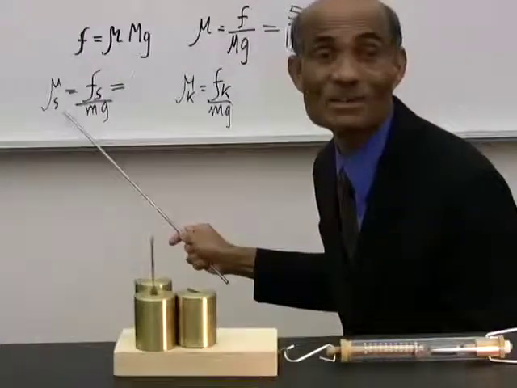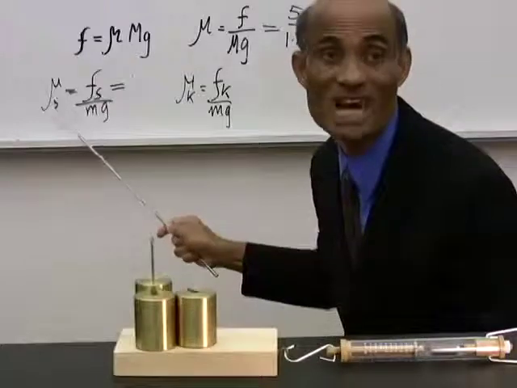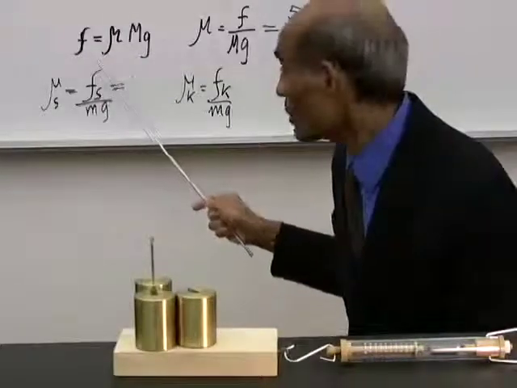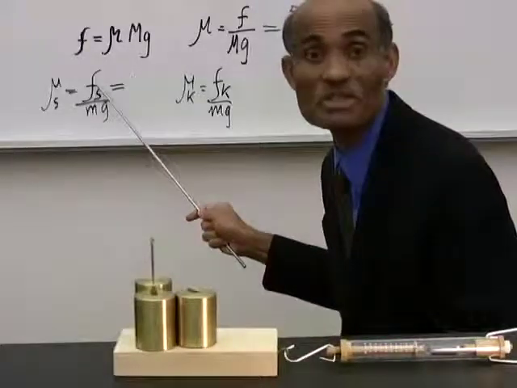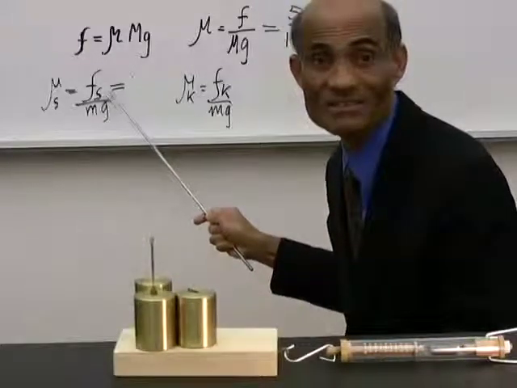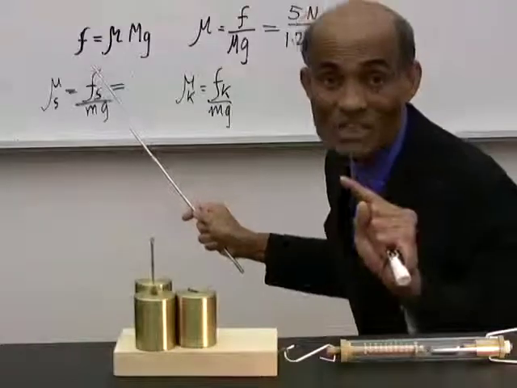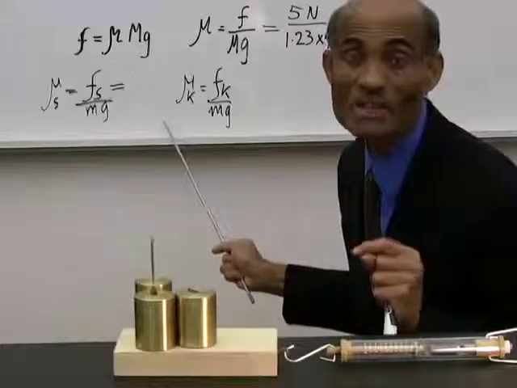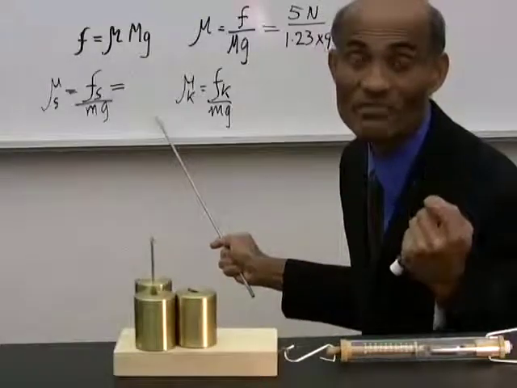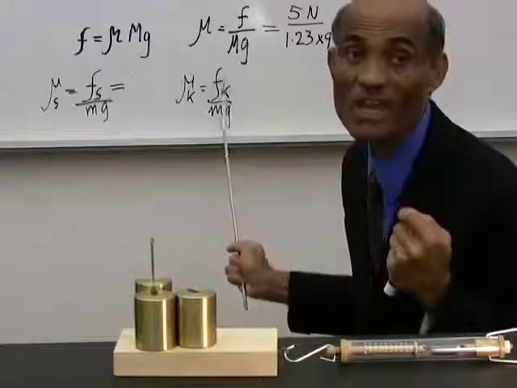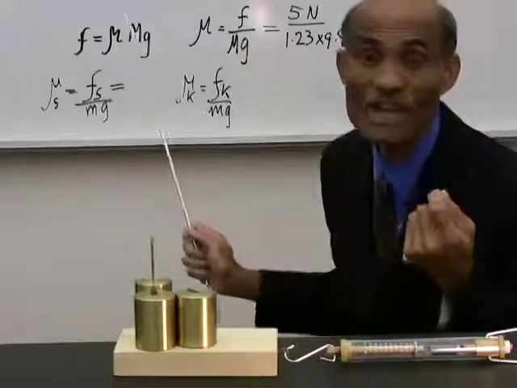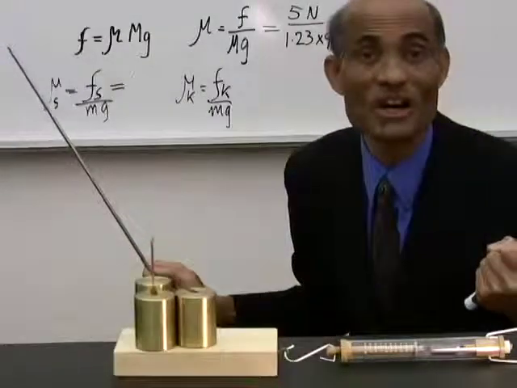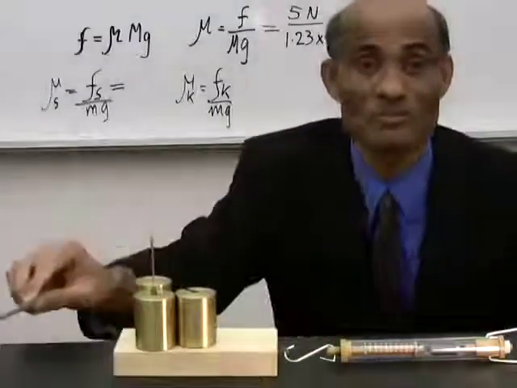Mu s represents the coefficient of static friction, and that will be the force of limiting friction when it is static. The force of static limiting friction divided by mg, and mu k is the coefficient of kinetic friction, that is Fk over mg, where Fk is the force of limiting friction when the two surfaces are in relative motion.